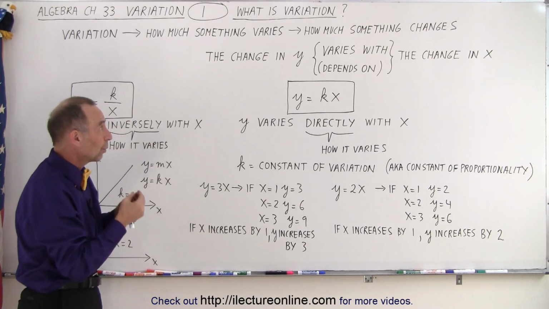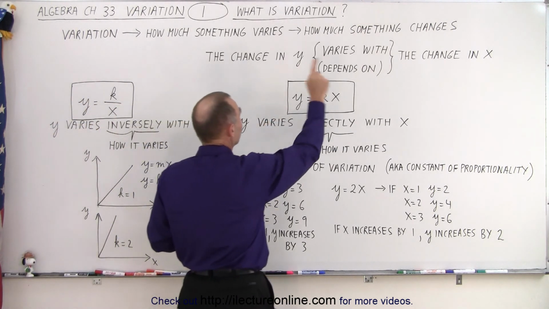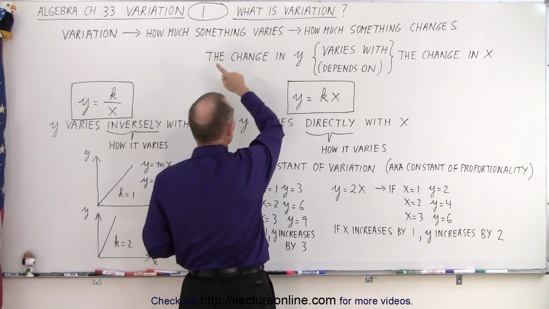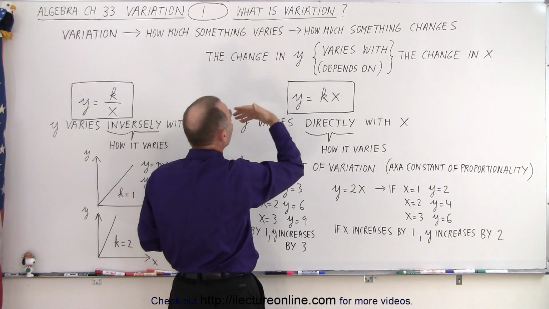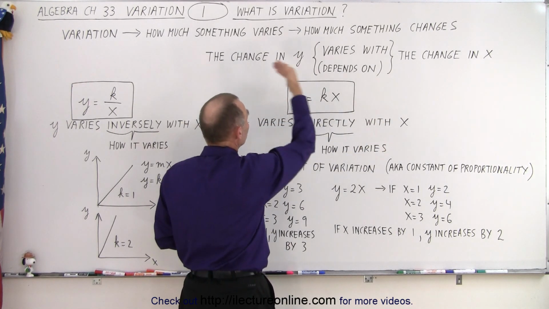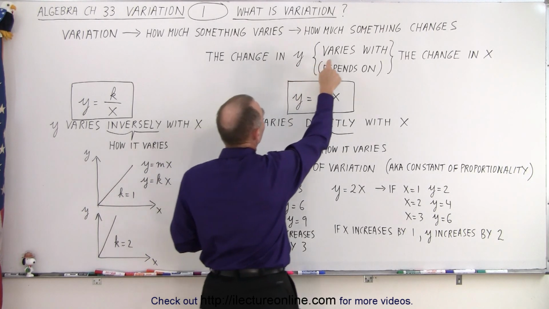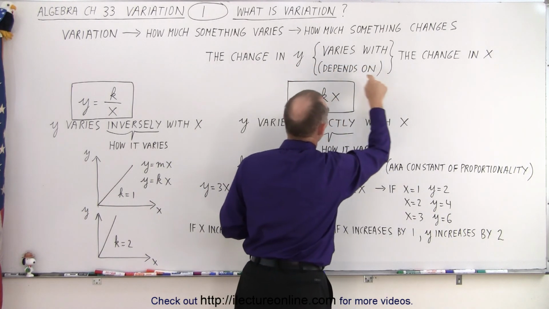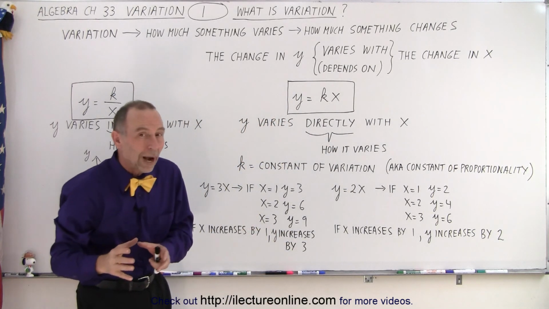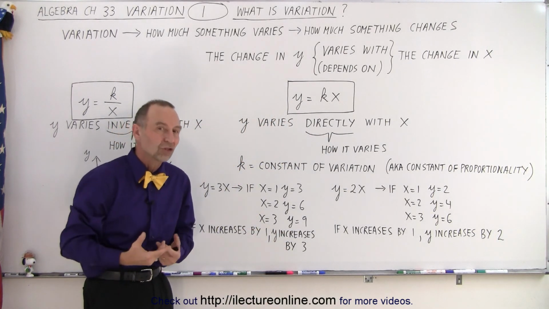So again, what we're saying here is when there's a variation in one variable, there will be a variation in the other variable. Or a change in one variable causes a change in the other variable. So when we say that the change in y varies with the change in x, what we're saying is the change in y depends upon how x changes.